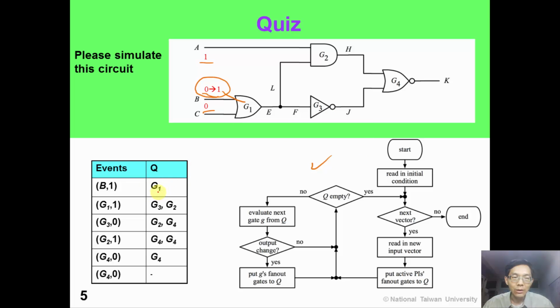First, the fan-out of input B is G1. So we put G1 in the queue and we execute this event. The output of G1 has a rising transition, which has two fan-out gates, G3 and G2. So G3 is then evaluated to 0. And then we put the fan-out G4 into the queue. And then we evaluate gate G2, which has a rising transition. Remember, we also put the fan-out G4 into the queue. And then we evaluate G4 to be 0. And please don't forget there is one more G4 in the queue. After that, we are done. So is your answer correct?